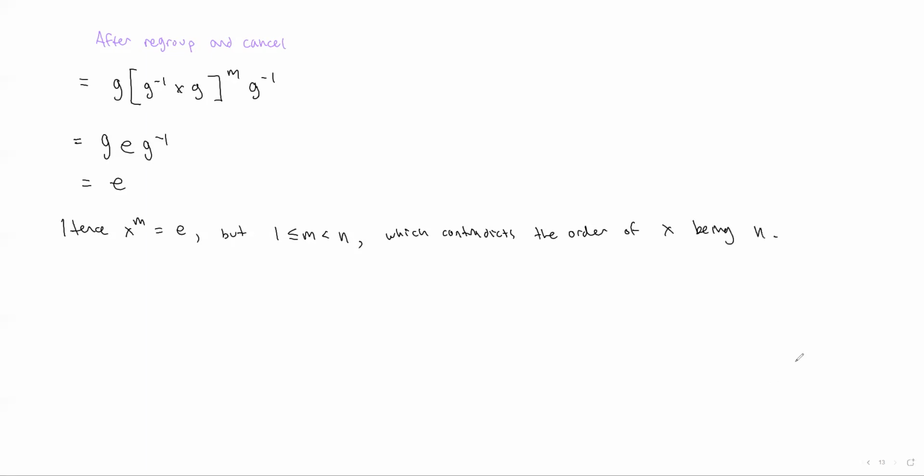Right? So the order of X being N means the smallest number of times that repeating X will give the identity is N. But if I assume a conjugate of X has order M, then I can just conjugate back and apply the argument we had before, and I get that X to the M is the identity, which is a contradiction. So therefore, G inverse XG has order N, which completes the proof.